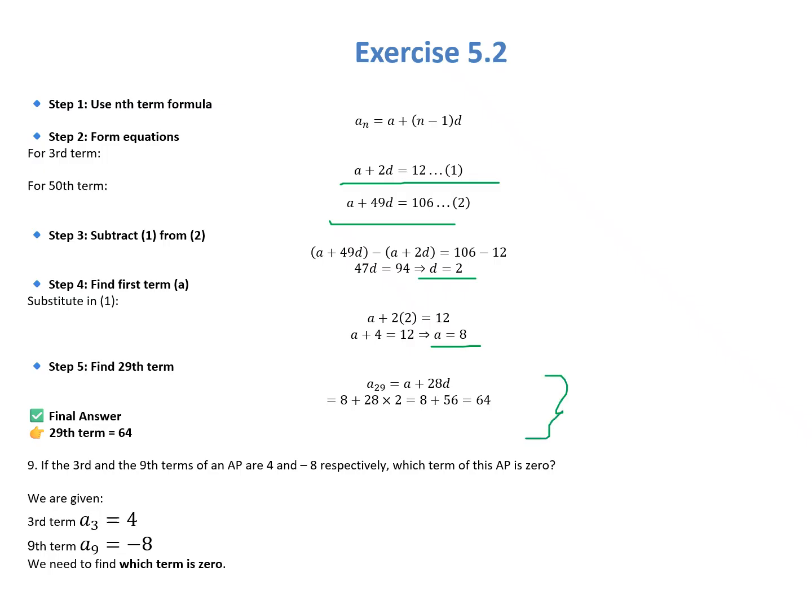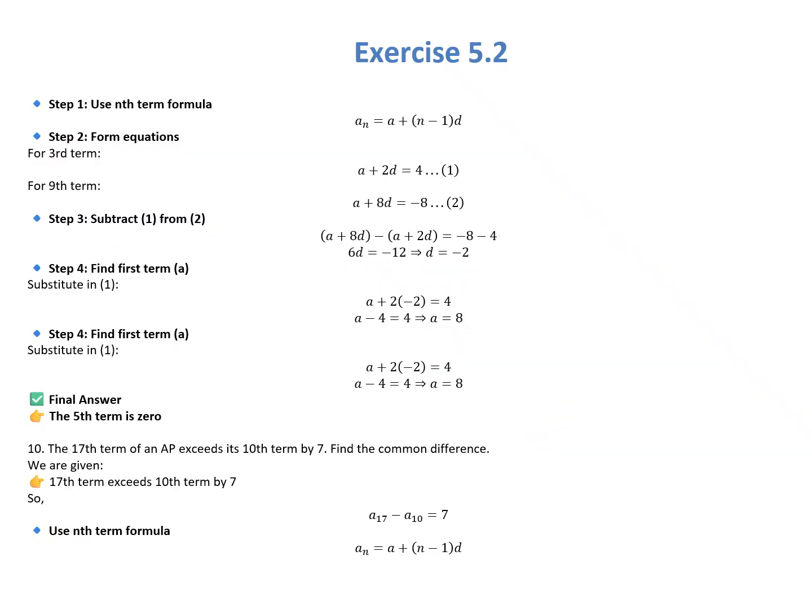Again, in the next question, the third term and the ninth term are given. We have to find which term in the AP is 0. So first we have to find the values of a and d. So we are saying that a3 is equal to 4, a9 is equal to minus 8. We'll put them into the a plus (n minus 1)d form, and then we'll get the values of a and d, and we'll solve it. We'll move to the next slide to find the solution.